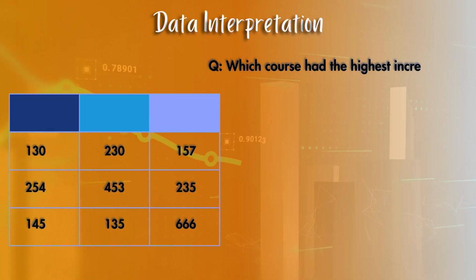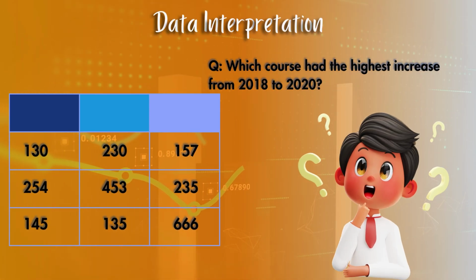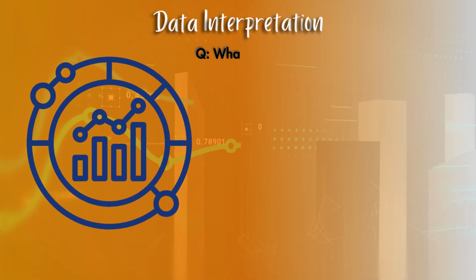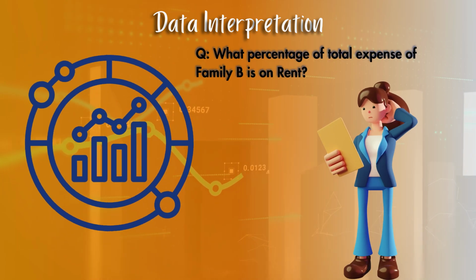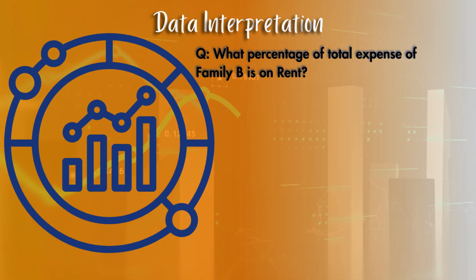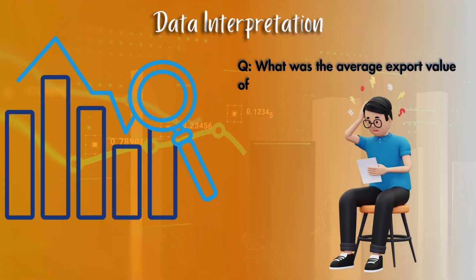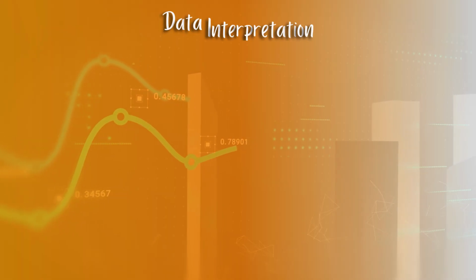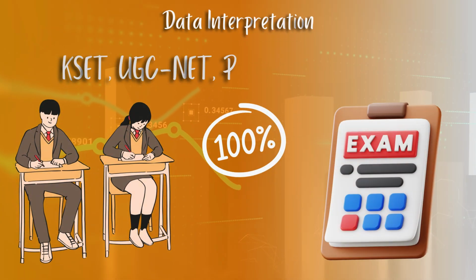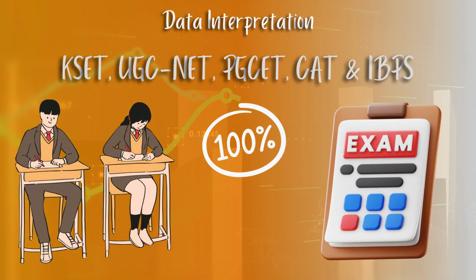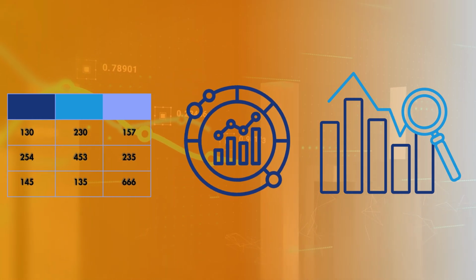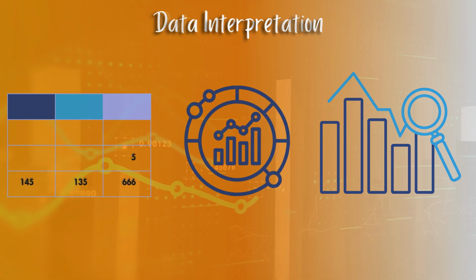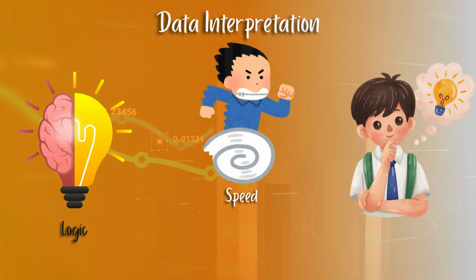Have you ever looked at a table full of numbers and wondered, what exactly am I supposed to do with all this? Or stared at a pie chart and thought, this looks colourful, but confusing? Well, you're not alone. Whether you're preparing for exams like KSET, UGC-NET, PGCET, CAT, or banking and government jobs, one section that can make or break your score is data interpretation. It's not just about numbers, it's about logic, speed, and smart thinking.